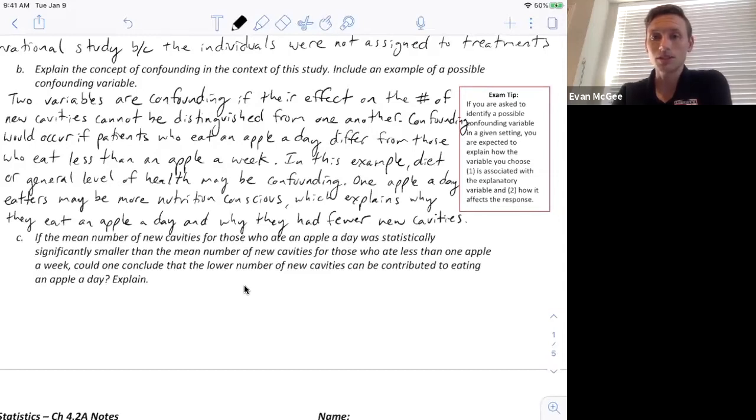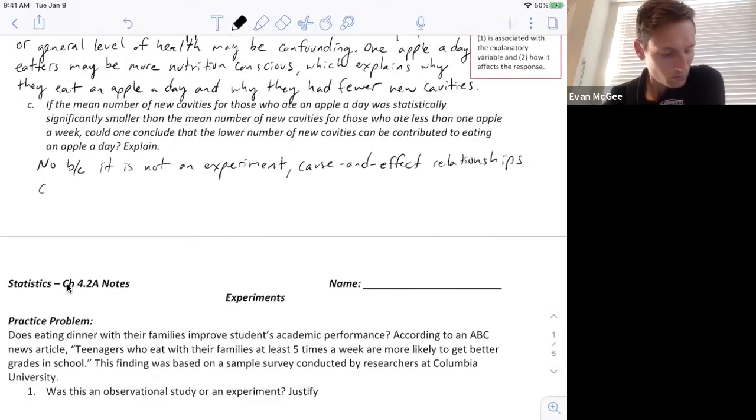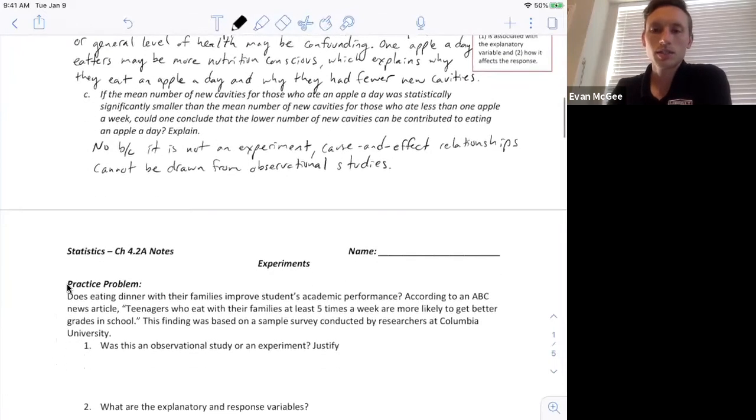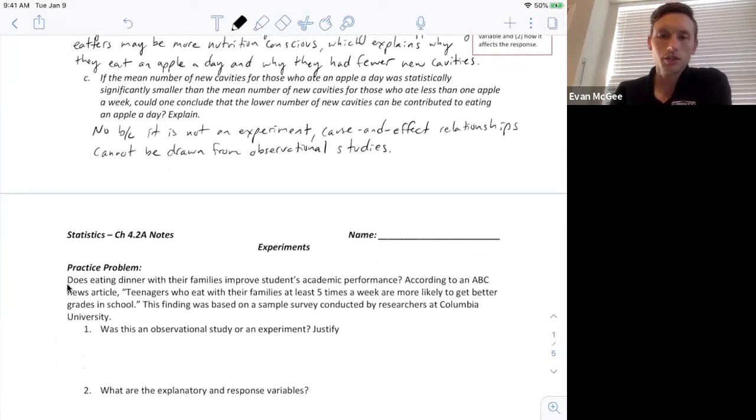And the issue is, this is an observational study. It is not an experiment. We can only establish cause and effect with an experiment. And we're going to talk later about what statistically significant means. Only experiments can establish cause and effect relationships.